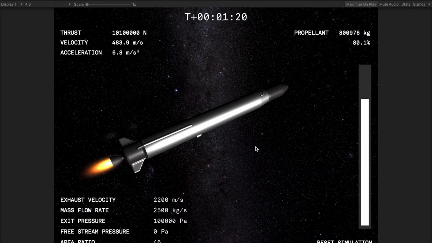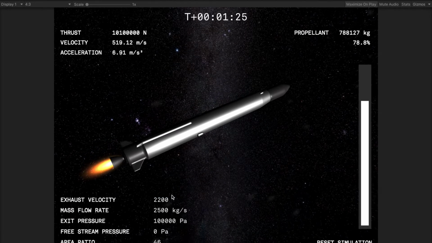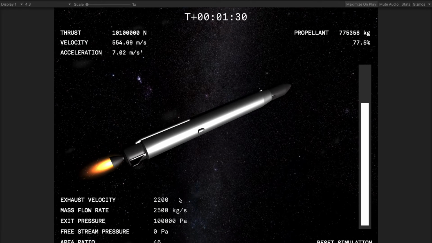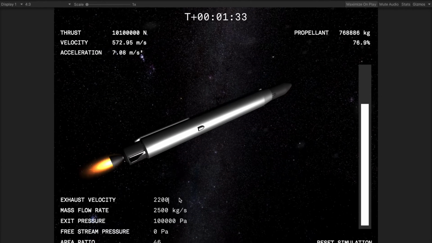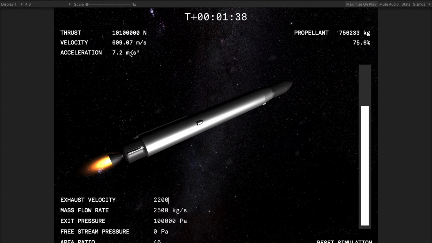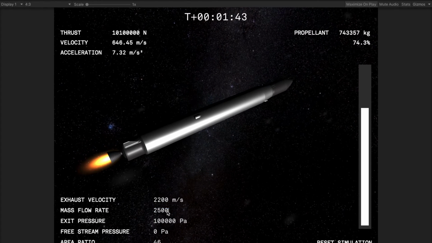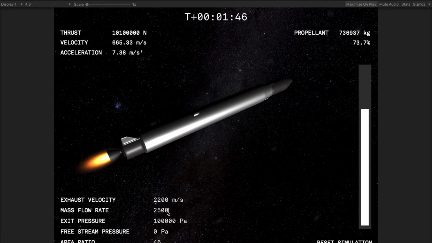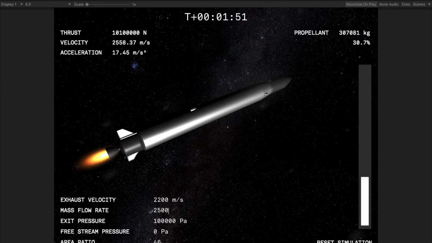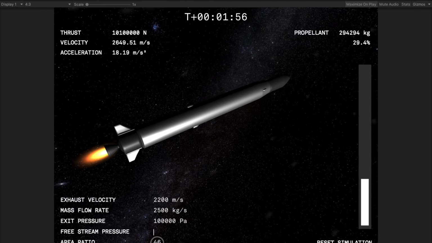Other than that, in order to display these scientific concepts, two main features have been involved. First is the ability to change different variables of thrust and see their effect in real time. Such as if I add another zero to exhaust velocity, making it 22,000 from 2,200, we will see thrust change, velocity change, and acceleration change, which is clearly visible. If we change the mass flow rate, we would see mass depleting faster and also thrust, velocity, and acceleration increasing. As you can see, that happened right there. We can do the same for exit pressure, free stream pressure, and area ratio.